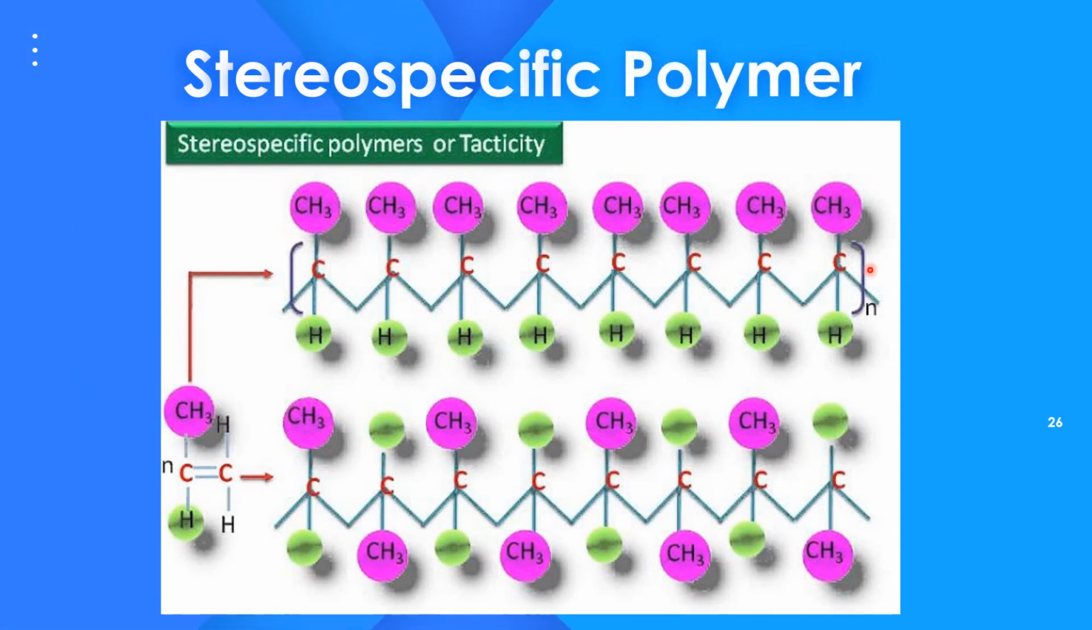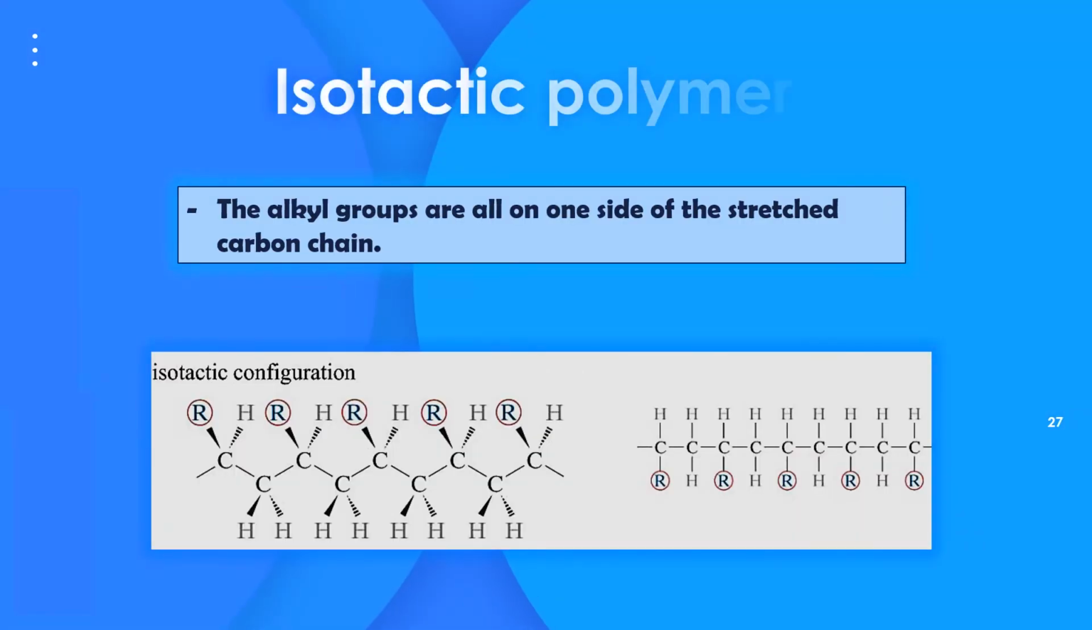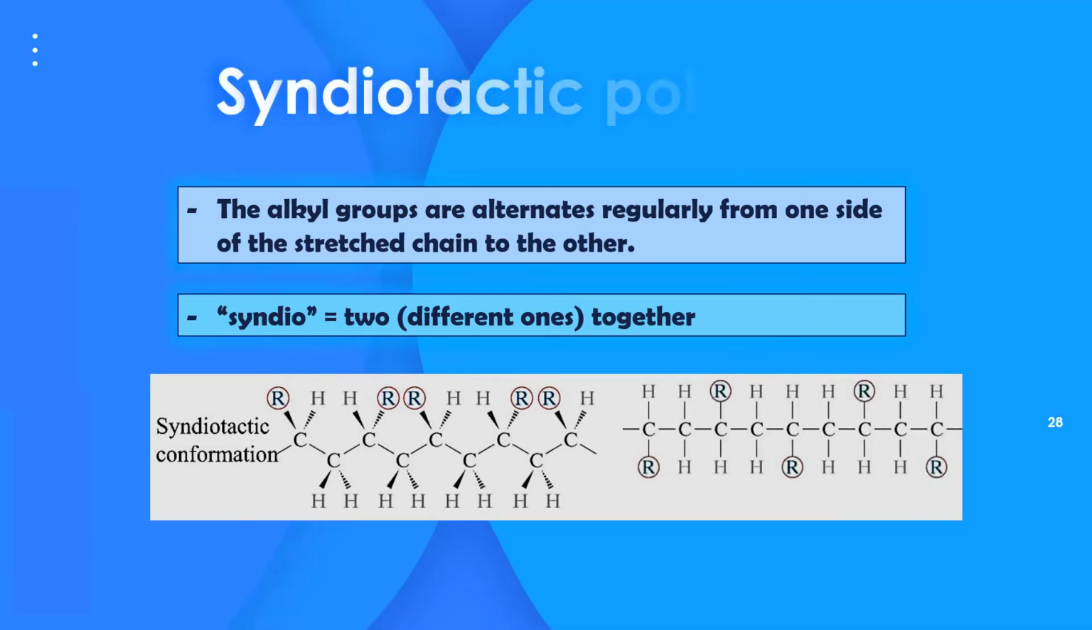Stereospecific polymers. For example, in isotactic polymers, the alkyl groups are all arranged on one side of the carbon chain. In syndiotactic polymers, the alkyl groups alternate regularly from one side of the straight chain to the other.